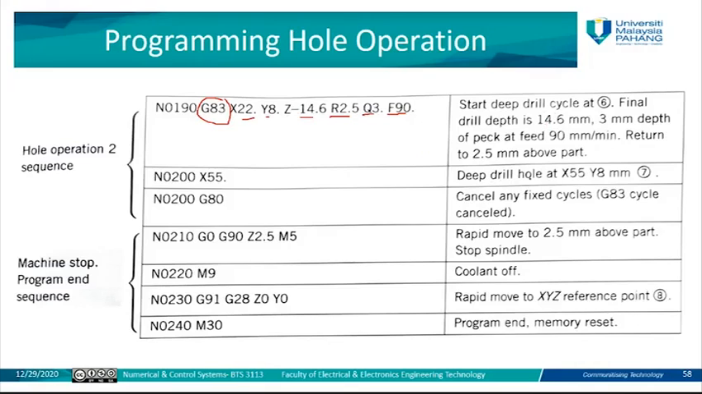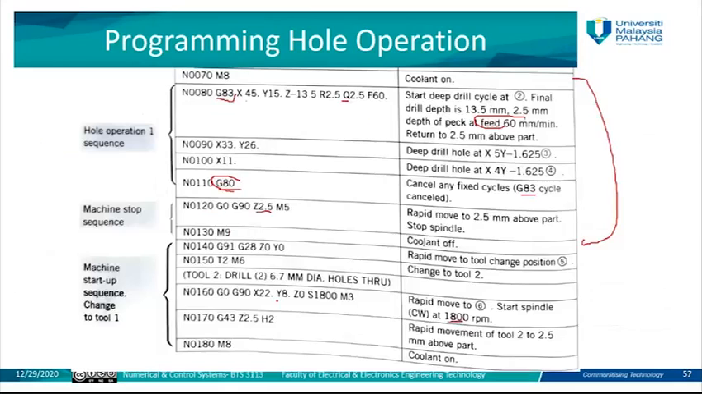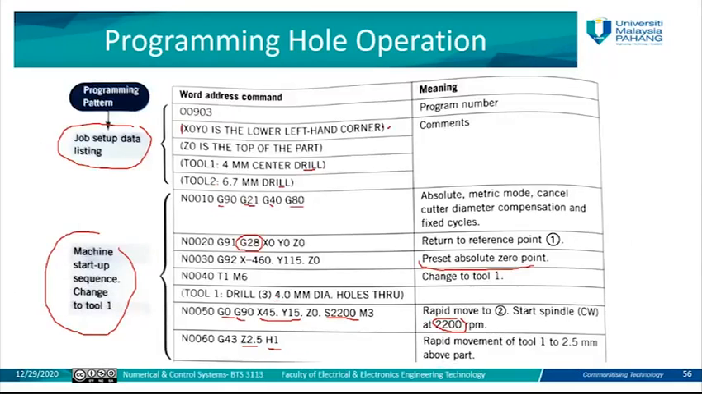Then it will perform the drill hole at X50 Y8 millimeter here for the hole number 7. Then the canned cycle will be cancelled here. Then move to the 2.5, which is the R place or standby place on the top of the workpiece, to stop the spindle. Then coolant will be off, movement to reference number 8 and end of the program. So these are the steps actually needed.